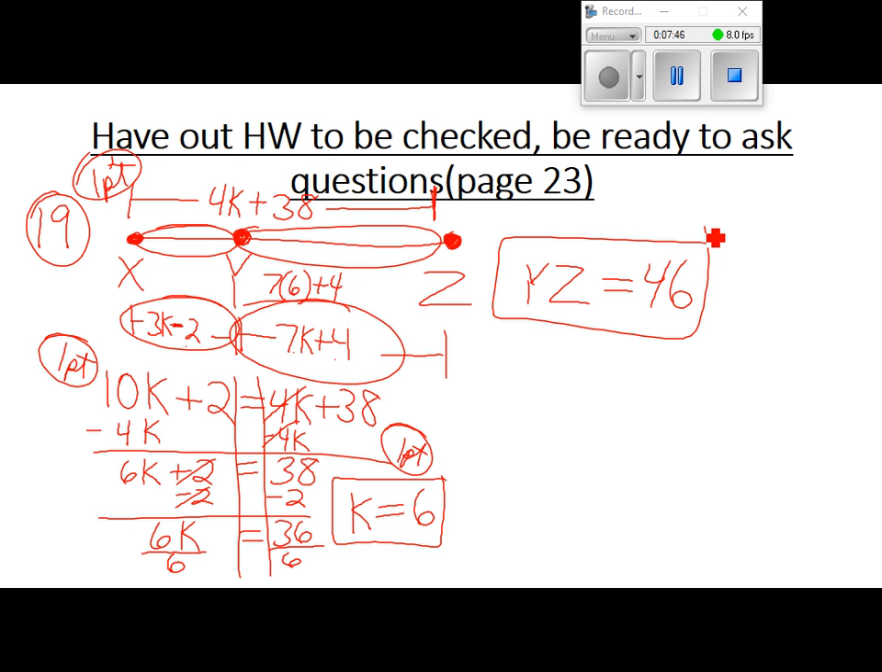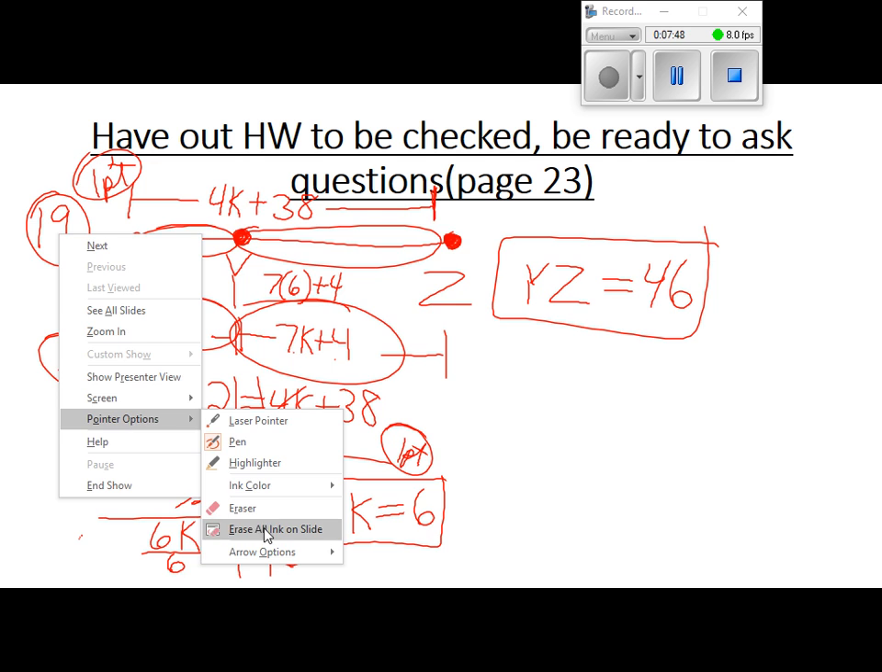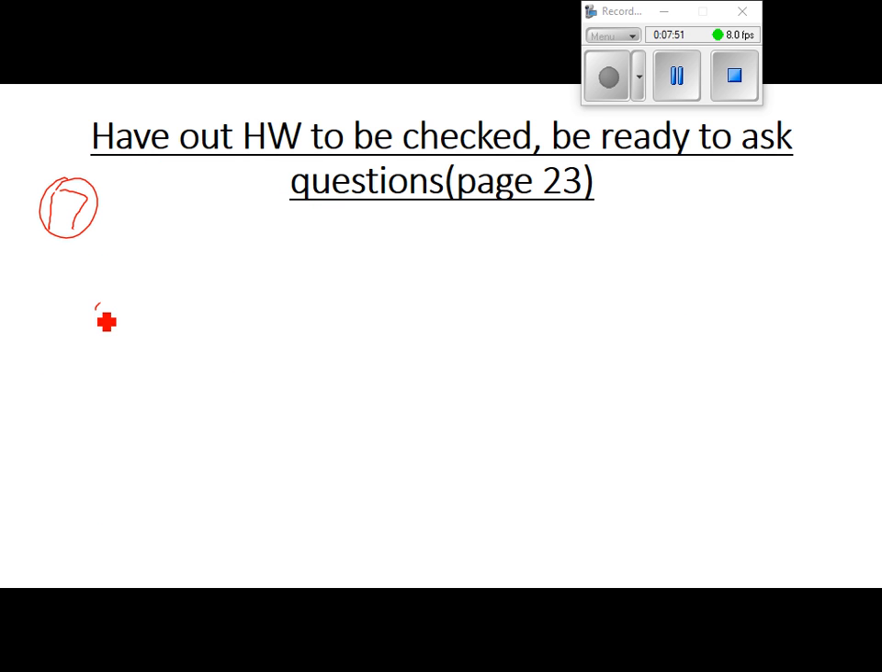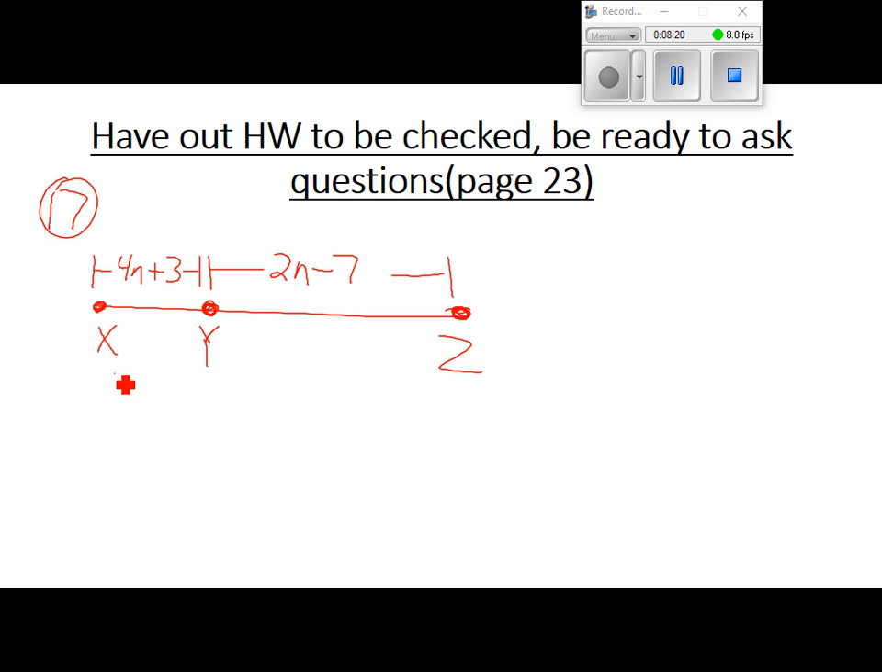17. I think it tells us to do the same thing, doesn't it? Same setup. What was this again? Y, X and Z. Hurry up, let's go through this. What do they tell us about segment XY? 4n plus 3. What do they tell us about YZ? 2n minus 7. What do they tell us about XZ? 20?